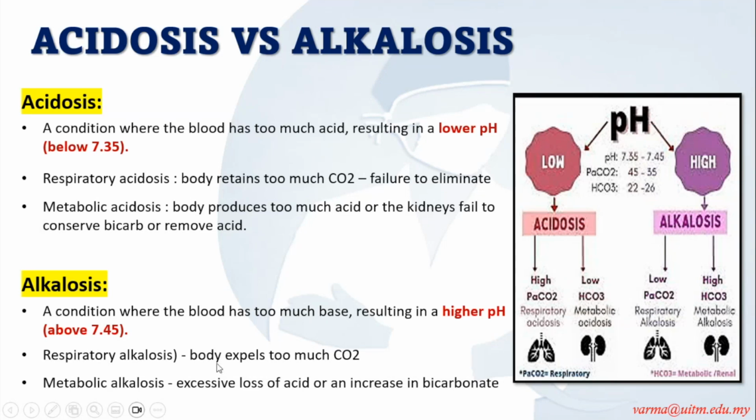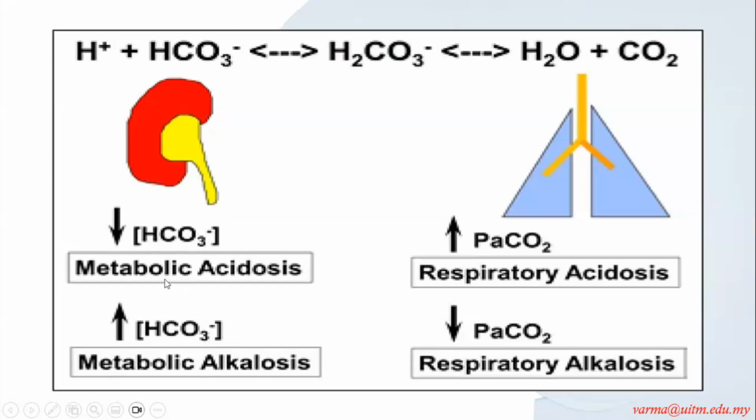Respiratory alkalosis, the body expels too much CO2. It means it is eliminating too much CO2. The patient is hyperventilating. Metabolic alkalosis, either the body is losing too much acid or it is conserving too much, a relative increase in bicarb. Okay. So I am not going into the compensatory mechanism in detail, we're going to talk about ABG analysis today.